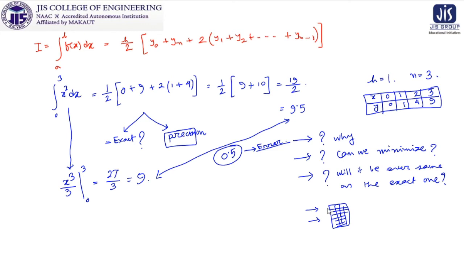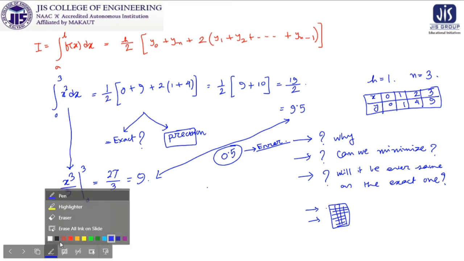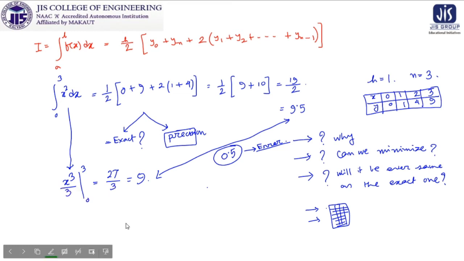Now we are going to show you one more problem, but before that I just want to check one thing: instead of having n equal to 3, if I take n equal to 2, then what will happen?